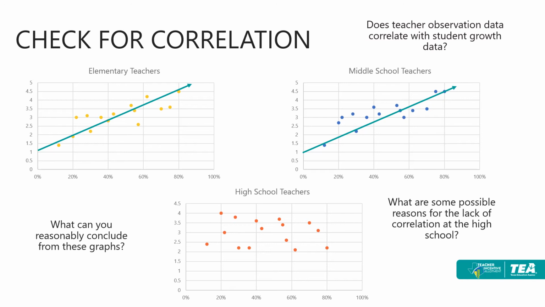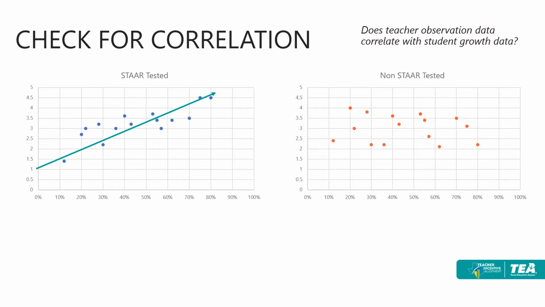There are two possible reasons that this could be happening at the high school. The first is potentially teacher observation ratings aren't valid or reliable. And the second is student growth measures may not be valid. They also decided to take a look at correlation by STAR-tested classes versus non-STAR tested classes, since this came up as a problem area in the Skew check. And sure enough, there was a lack of correlation when comparing non-STAR tested teachers' observation scores with their student growth data.